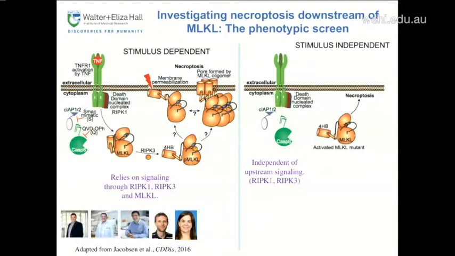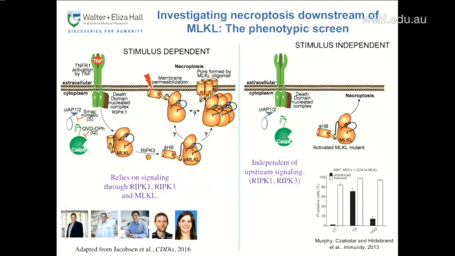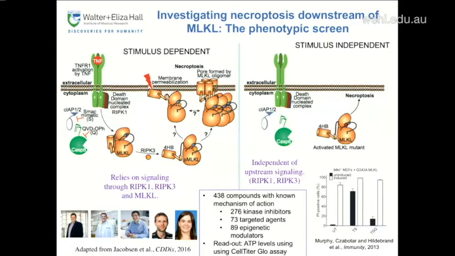This screen was set up a while ago, so this is all done in mouse. The mutant that was used is the Q343A mutant, which was shown by James, Peter and Joe to also cause cell death just on expression alone. It didn't require the necroptotic stimulus to cause cell death. This screen was tested with 438 compounds, and they all had a known mechanism of action, which is important because once they were identified, we knew what direction we were looking in for what the target and the effectors could be.